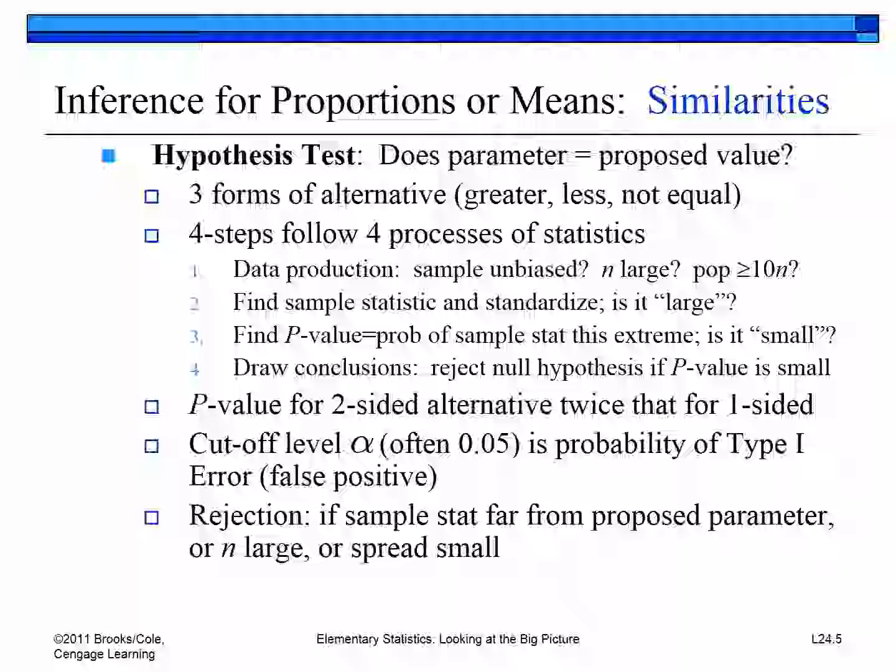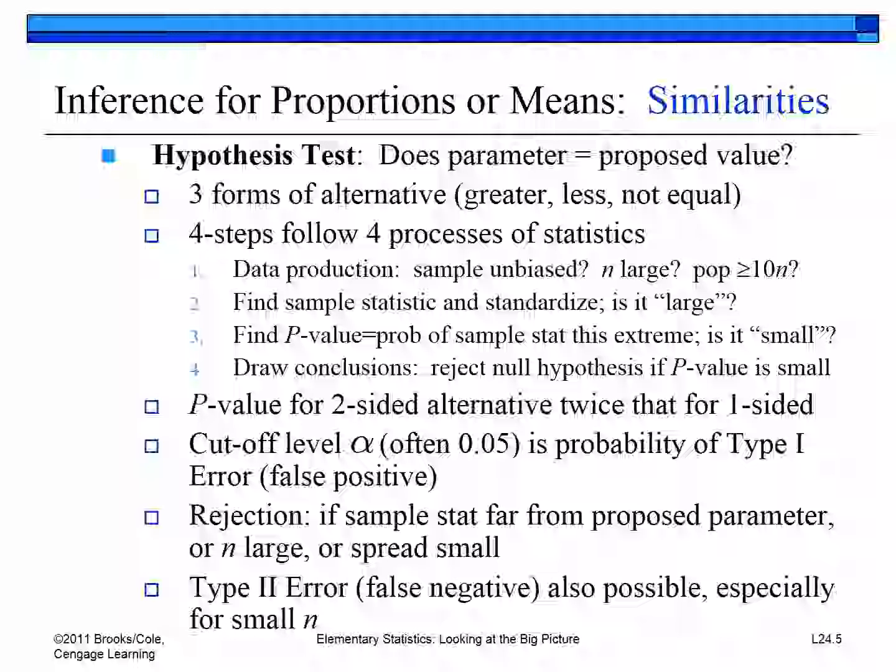We'll also reject the null hypothesis if n is large or if the standard deviation is small. A type 2 error, that's a false negative, is also possible, especially when we have a small sample size. All of this relates directly back to what we did for proportions. It's all exactly the same.